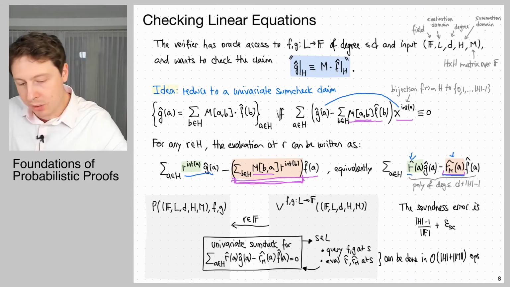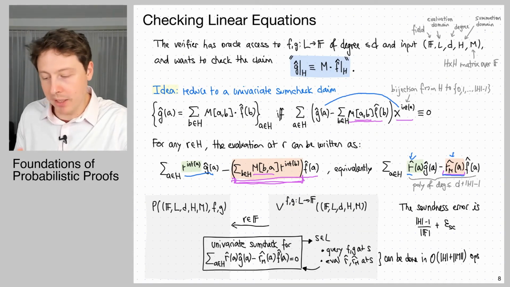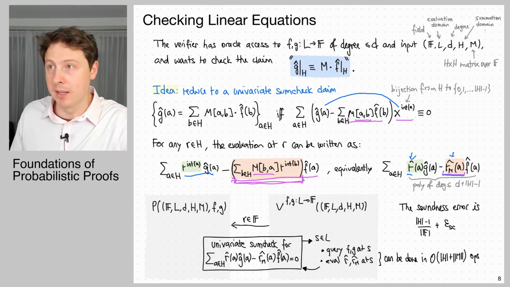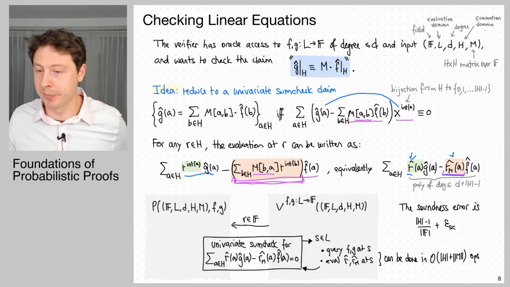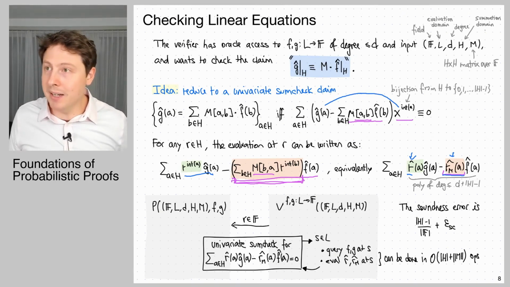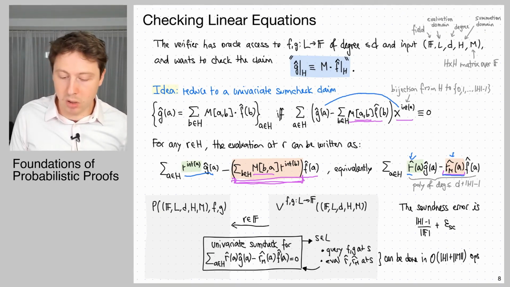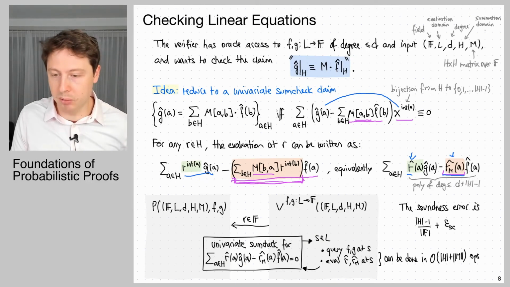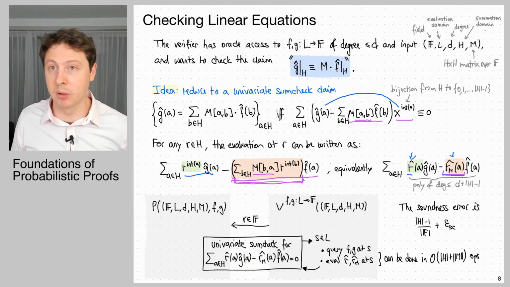And again, in the actual application, maybe f and g are noisy, and I have to take that into account as well. And it's important that I'm querying them not at a fixed location, but some random location. We'll see everything come together in the next slide. But basically, now we have co-opted the univariate sumcheck to help us check linear relations between oracles.